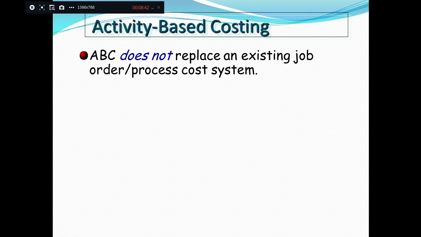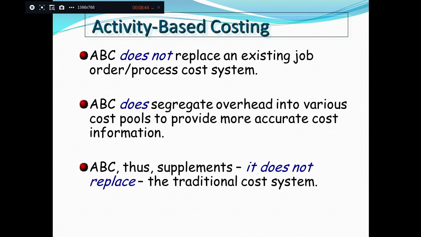So activity based costing, the ABC, does not replace an existing job order costing or process costing, but it's a new approach. ABC segregates overhead into various cost pools to produce more accurate cost information. Thus it supplements and does not replace the traditional costing system, but it's the new approach, which is the best way of measuring the cost. If you want to measure the cost based on the activity, or your business model has many activities in which the cost can be consumed, then you can use the ABC costing method.